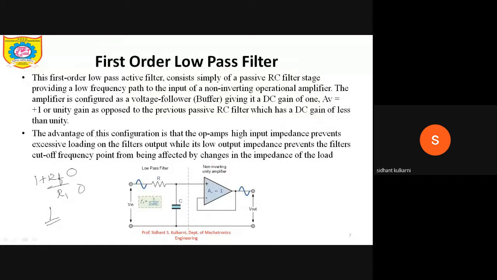The advantage of this configuration is that the op amp's high input impedance prevents excessive loading of the filter output, while its low output impedance prevents the filter cutoff frequency from being affected by changes. What do you mean by cutoff frequency? For every filter there is a cutoff frequency denoted by FC. FC is equal to 1 upon 2 pi RC. So whatever may be the value of R, if R is equal to 1K and capacitor is 0.01 microfarad, if you put that value, you will get the cutoff frequency of that particular filter. So cutoff frequency depends on R and C values.